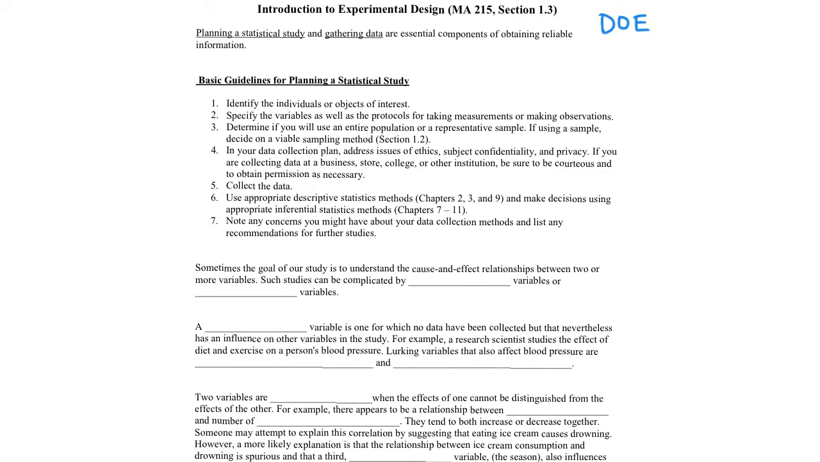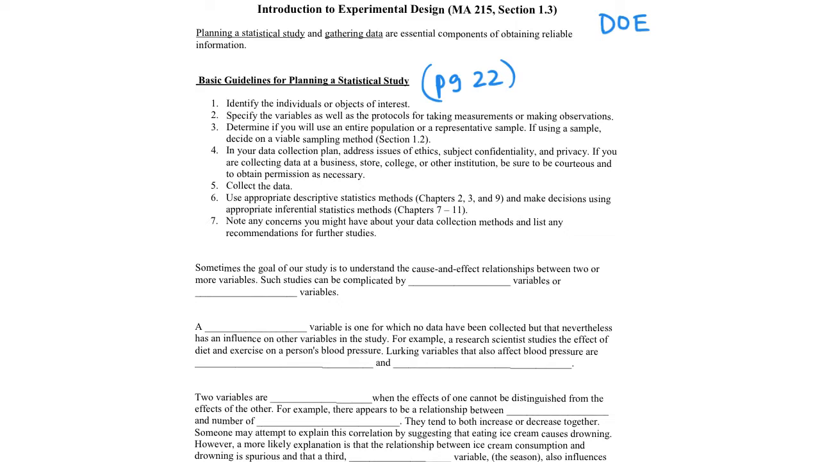So there's some basic guidelines for planning a statistical study. And these I just copied out of the book here. It's on page 22 of the book. And any stats book will have something very similar to this, just some general things to keep in mind. A lot of these things we'll talk about as we go on here, so I'm not going to sit here and read these to you, but you should just pause a minute and read through these.